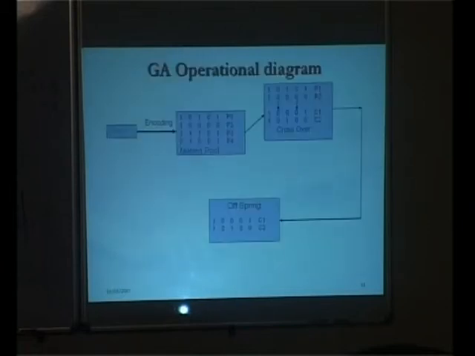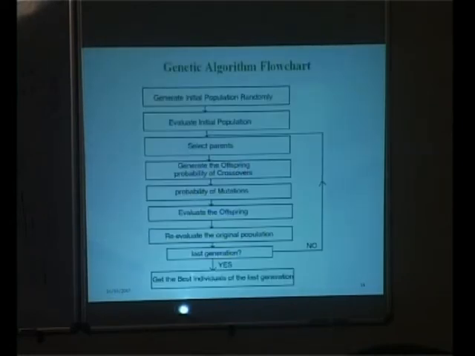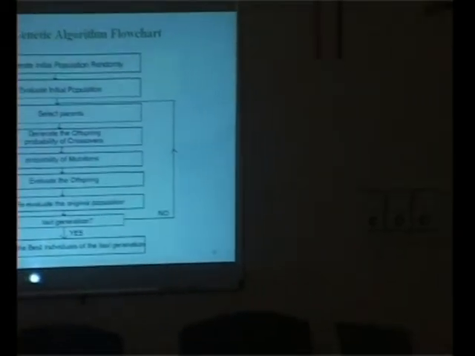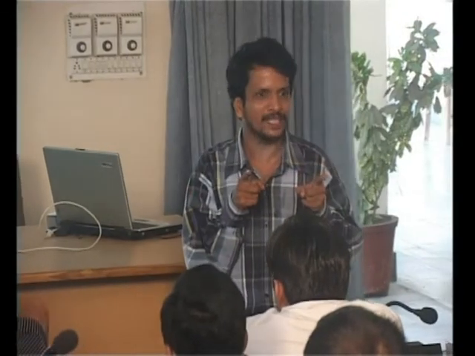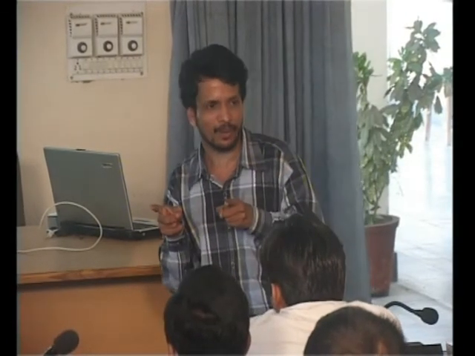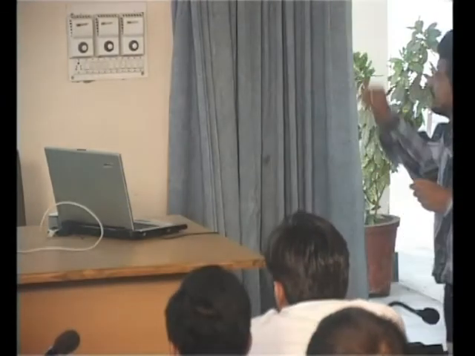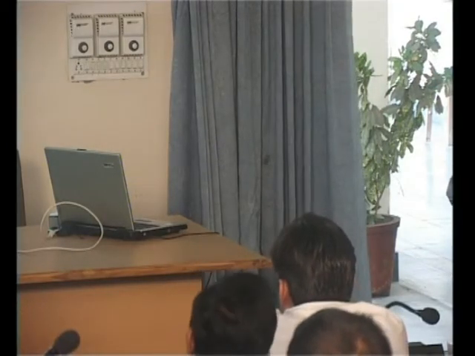Coding, decoding, gear operation. Okay. This is the flow chart. Just very simply, I can tell you. You generate an initial population of size 20 or size 50 or size 100, depending upon your application. Choose your chromosome length depending upon your accuracy of the problem. So that is the initial state: generate the initial population.